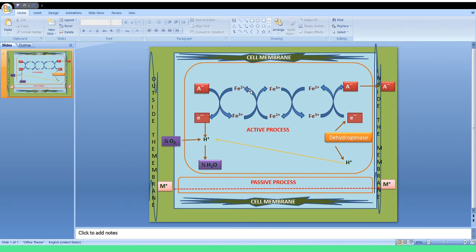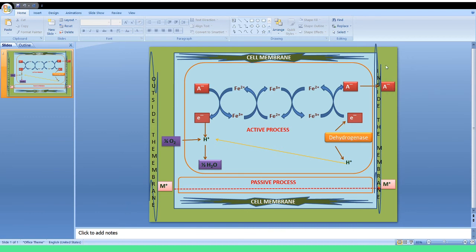This anion, like the electron, travels across the cytochrome pump, but towards the inner region of the cell membrane. This anion is released from the cell membrane towards the cell components. By this, the anionic concentration inside the cell becomes higher.